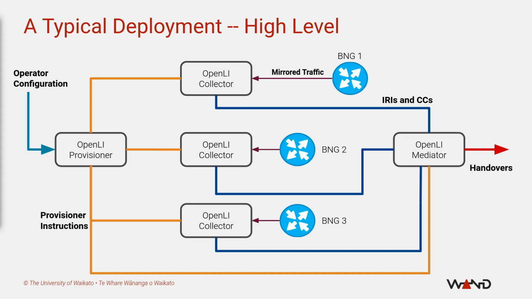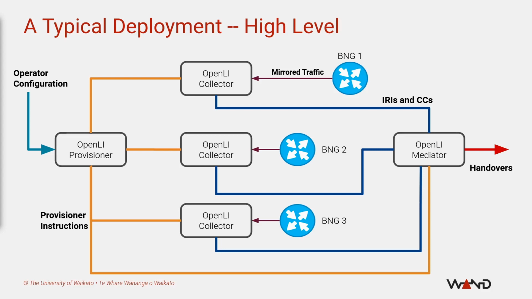So to reinforce what we've learned, we can use this diagram to visualize a typical OpenLI deployment and the relationships between the three components. You can see the provisioner on the left-hand side, which receives instructions from the network operator via our REST API. These instructions are then interpreted and sent downstream to the appropriate collectors or mediators so that they know what to do with the packets or records that they observe.